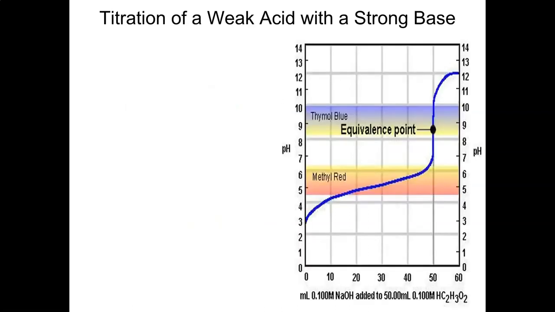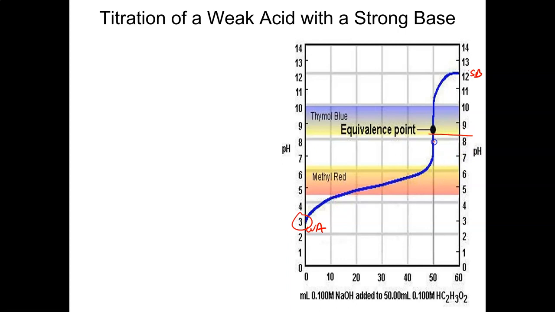All right, let's take a look at another one. Starting at 3, so we know it's a weak acid. Ending above 11, so we know it's a strong base. So we expect our pH, based on the fact that the base is stronger than the acid, to be above 7. It is, right? We do have a buffer region.